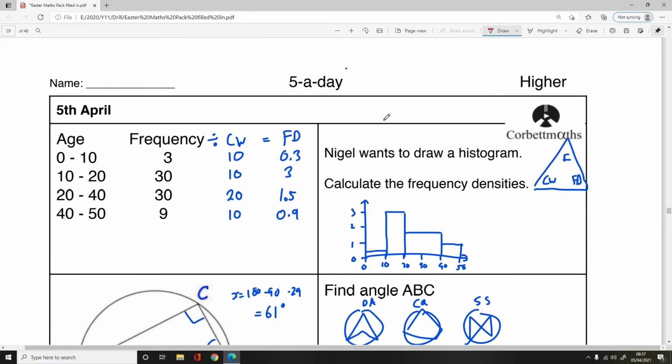Next one, we had a histogram, and for histogram you need to know this triangle here, frequency, class width and frequency density. So given the frequency, we need to work out the class width and then divide to get the frequency density. Class width is how wide a group is, so 0 to 10 has a width of 10, whereas 20 to 40 has a width of 20. And then the frequency densities can be decimals, that's fine. I then drew what the histogram would look like, which you don't need to do for this question, but it's worth bearing in mind. This is a bar chart with no gaps, where the y-axis is the frequency density, and the x-axis would be the ages, and you have all these bars.